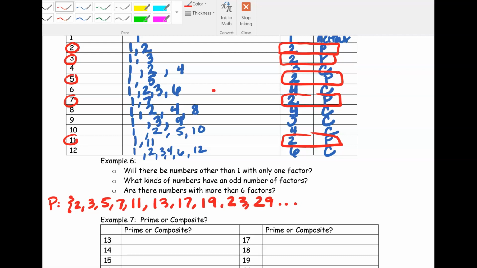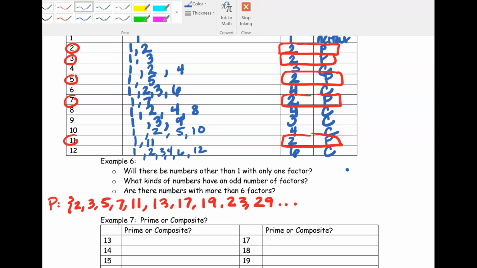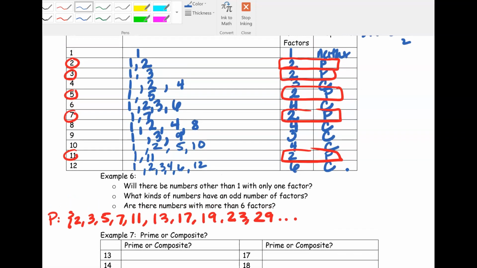So let's look at example 6 and answer these questions. Will there be numbers other than 1 with only one factor? Think about that for a minute. Can you think of another number that would only have one factor? The answer is no. All numbers have 1 and itself as a factor at minimum, okay? So all other numbers are going to have at least 2 factors, if not more.